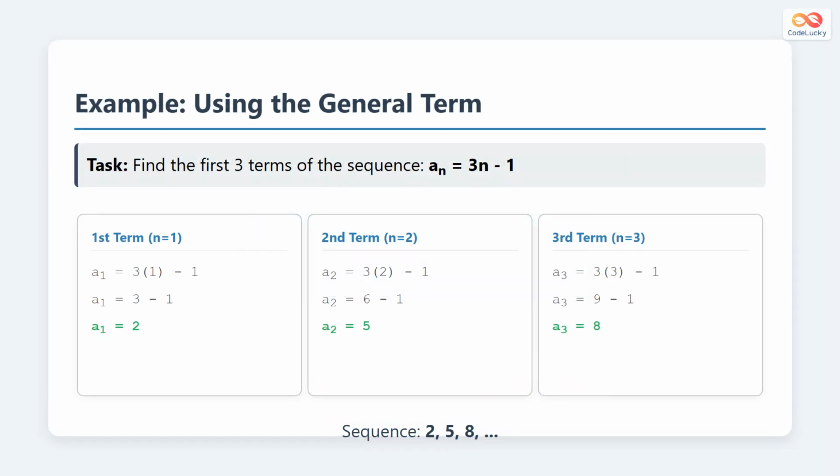Let's try an example. If our formula is a sub n equals 3n minus 1, we can find the first 3 terms. For the first term, we replace n with 1, giving us 2. For the second, replace n with 2, giving 5. For the third, replace n with 3, giving 8. So our sequence begins 2, 5, 8.